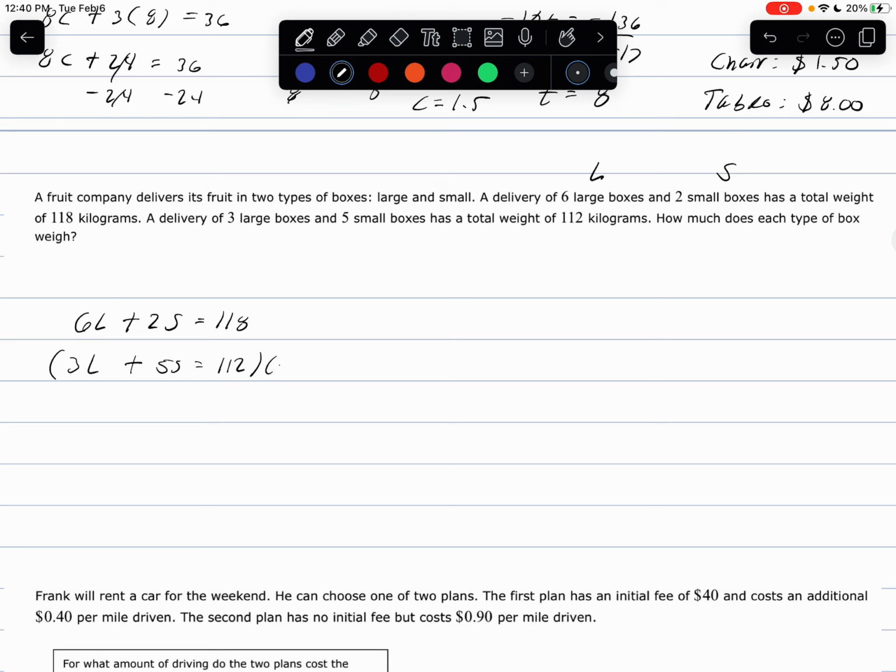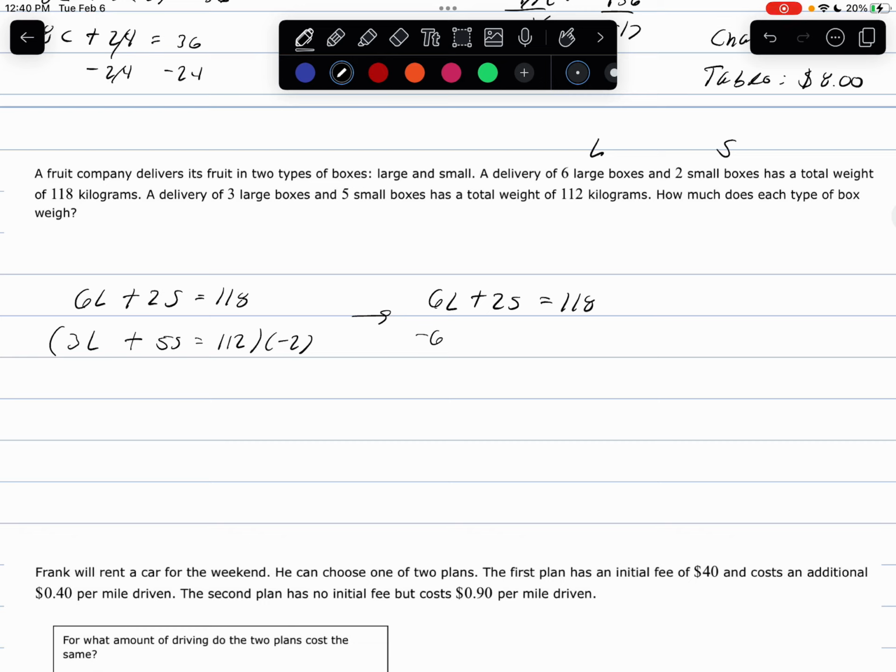So if we multiply the second equation by -2, we'll get 6L plus 2S is equal to 118. And now we'll have -6L minus 10S, and this is going to be equal to -224. Okay, so let's go ahead and add these together. If we add them together, these cancel. So now we'll have 2S minus 10S. That's going to give us minus 8S.